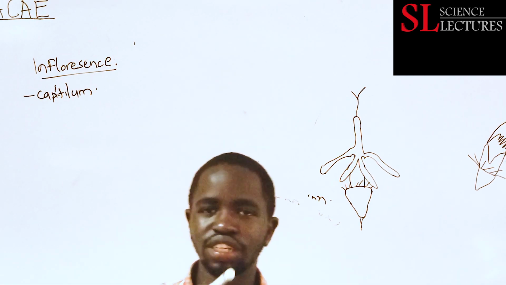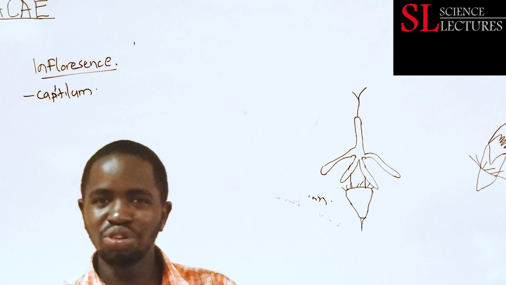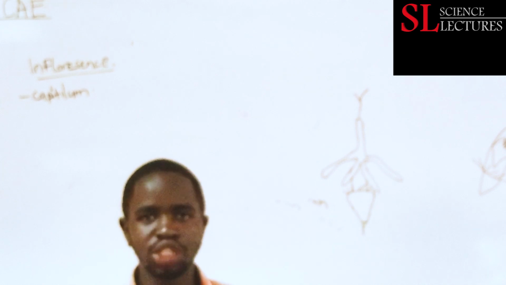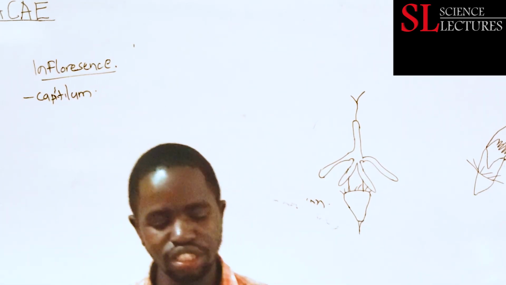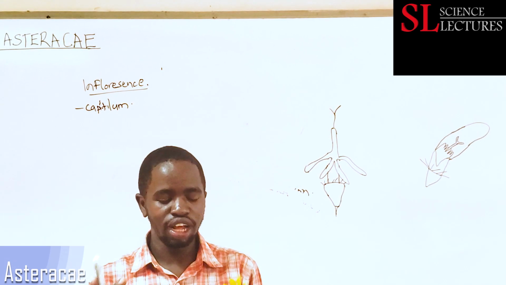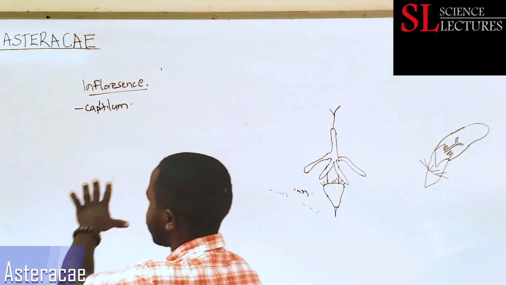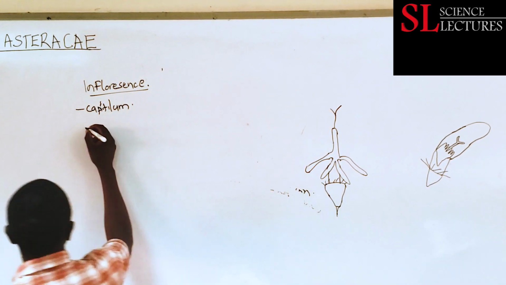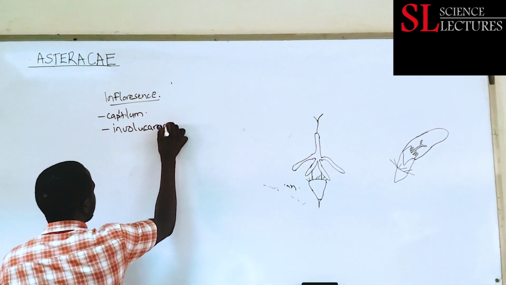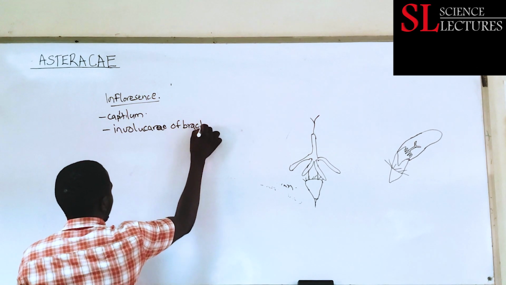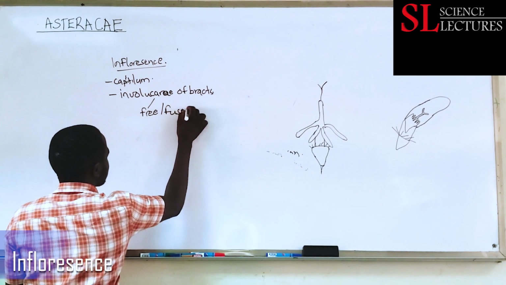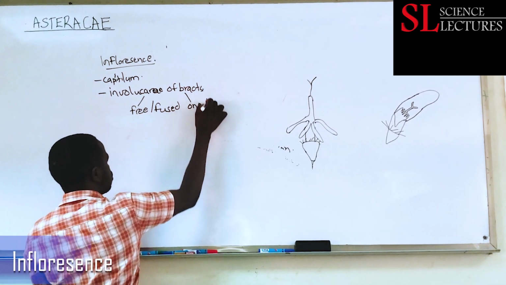But I repeat, it is usually mistaken for a single flower. When you look at a sunflower, you can think that that is one flower, yet it is a conglomeration of different types of flowers. As you can see, this one next to me, we have flowers on the periphery and we have flowers in the interior. So we say the inflorescence is a capitulum, and this capitulum is subtended by an involucre of bracts, which may be free or fused. The bracts can be one to many.